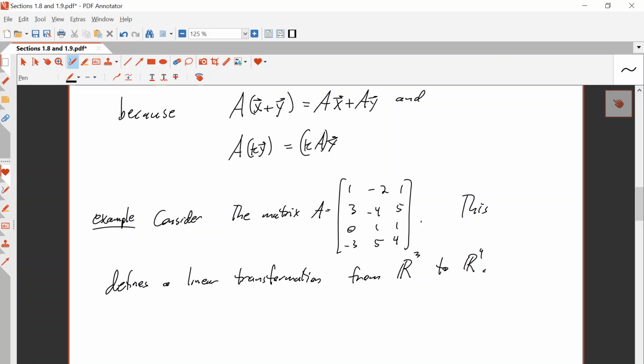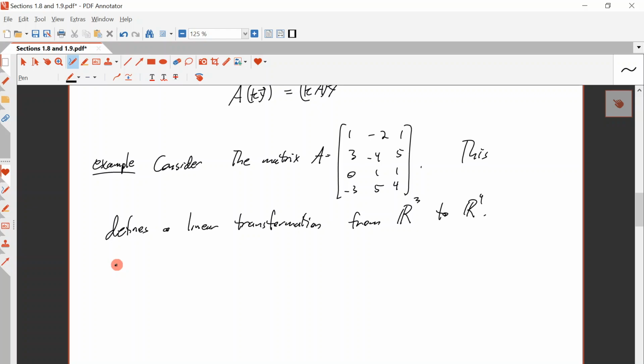Another example, if we were to do the other way around, so this is 4 by 3.